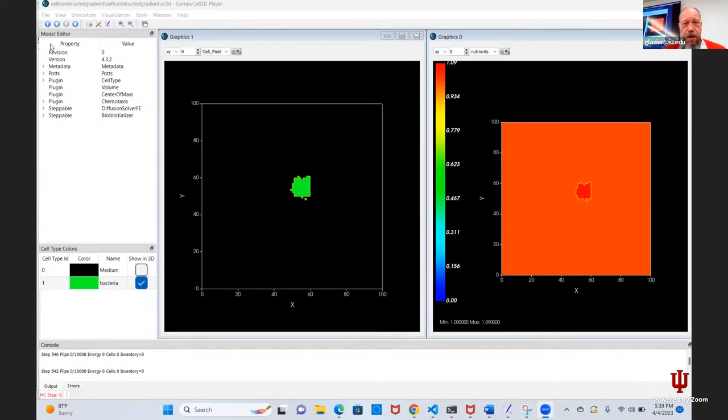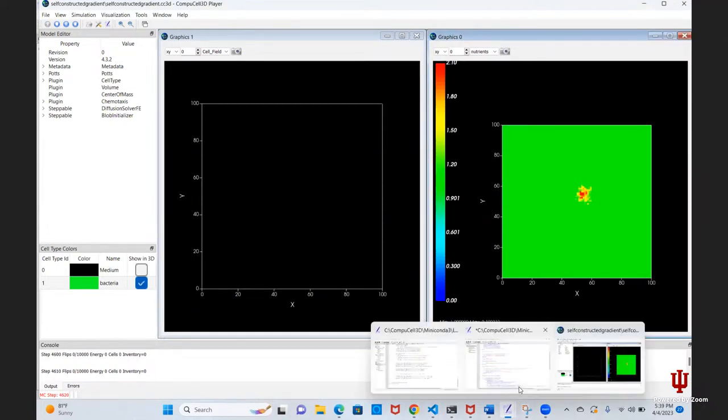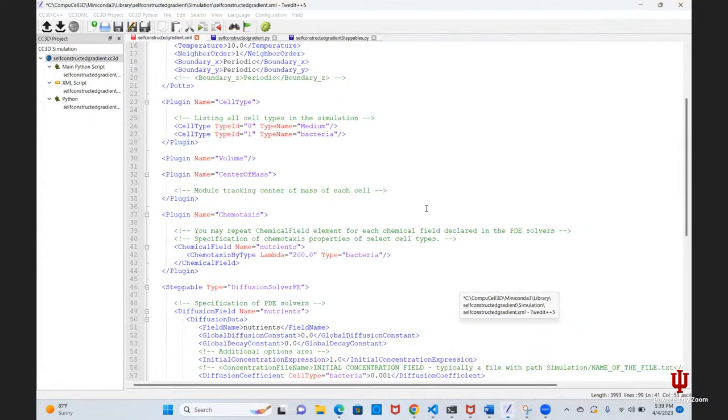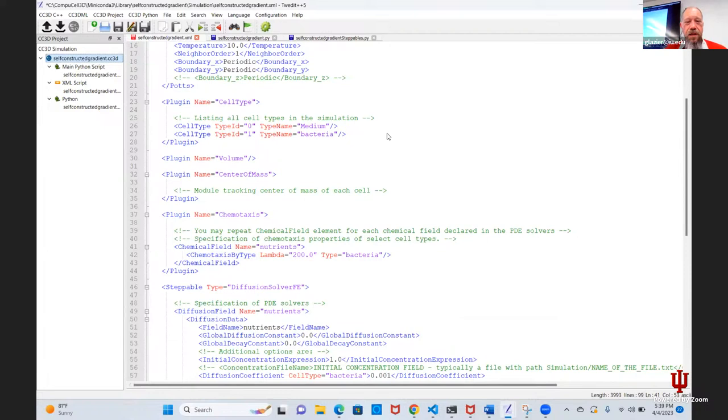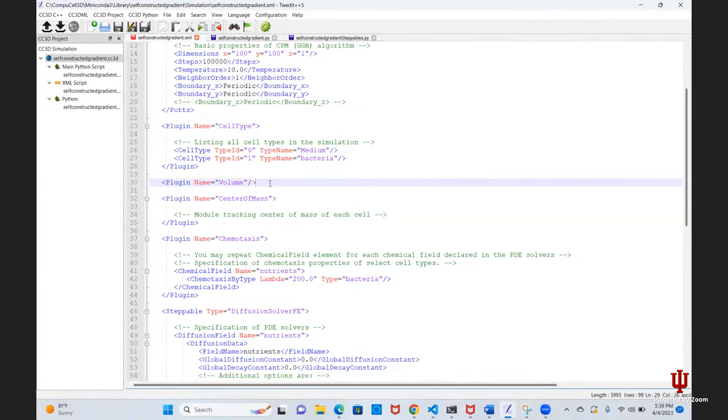Okay, so let's take a look. So what happens first if you run it by itself? Cell disappears. Okay, so let's take a look at your code. See if we could see what's going on. Okay, so does anybody see what the issue is? Is it the volume plugin? I don't have anything. Right. Yeah.